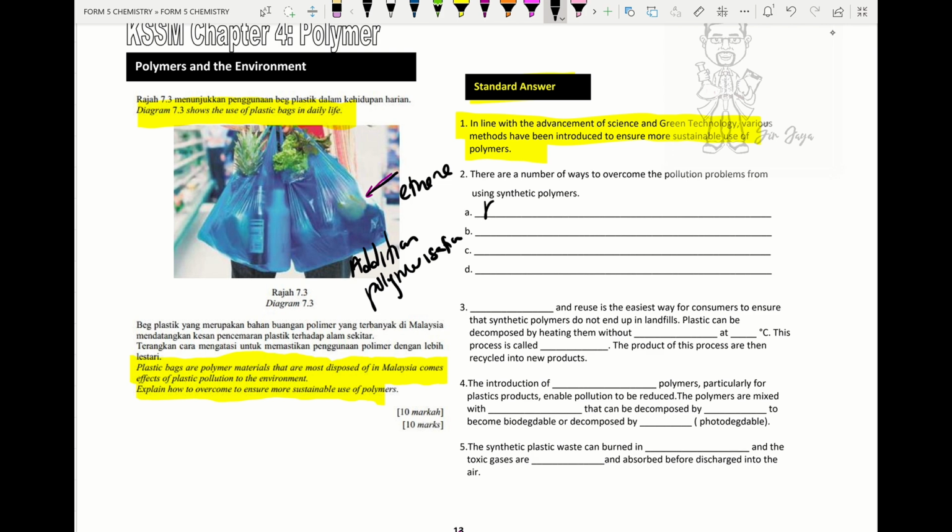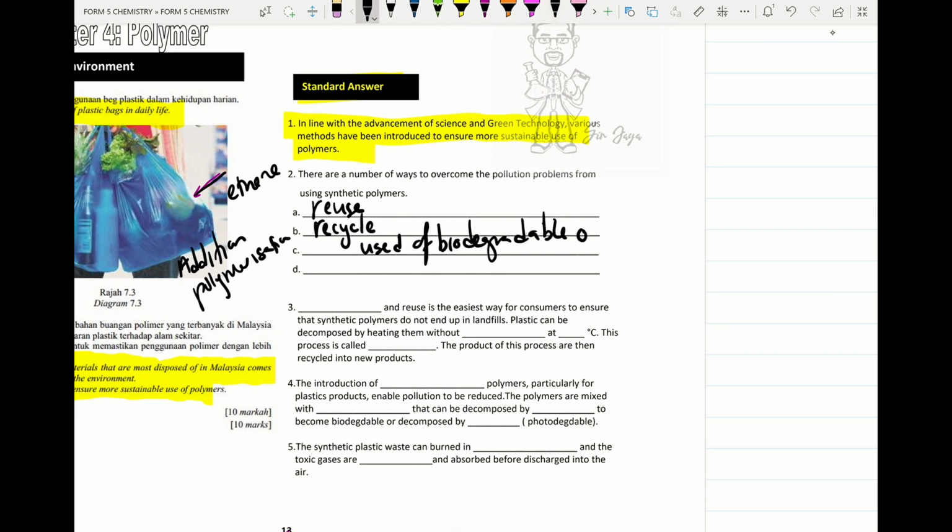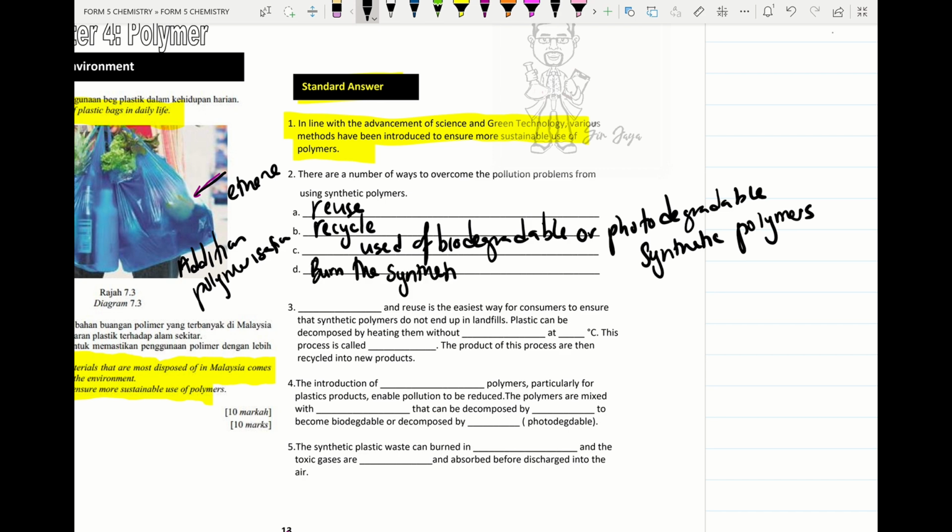The ways are reuse, recycle. Alright, so the use of biodegradable polymers, or photodegradable synthetic polymers. Alright, and the fourth method will be we burn the synthetic plastic waste in a closed furnace. Alright, these are the methods we can use to prevent or to overcome the pollution problem.